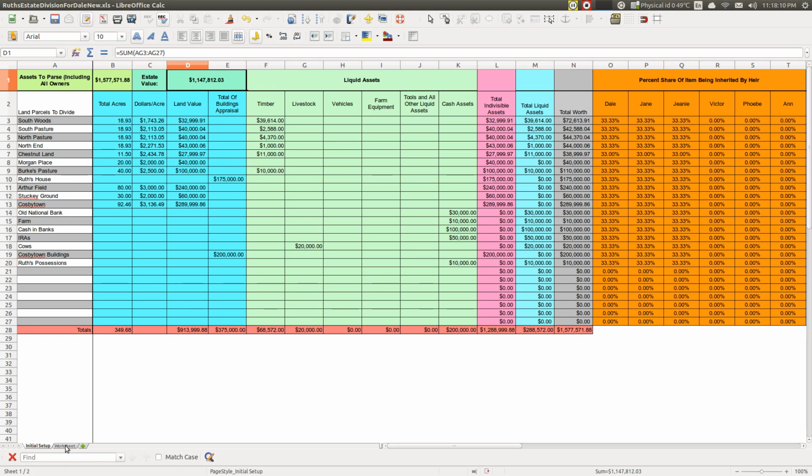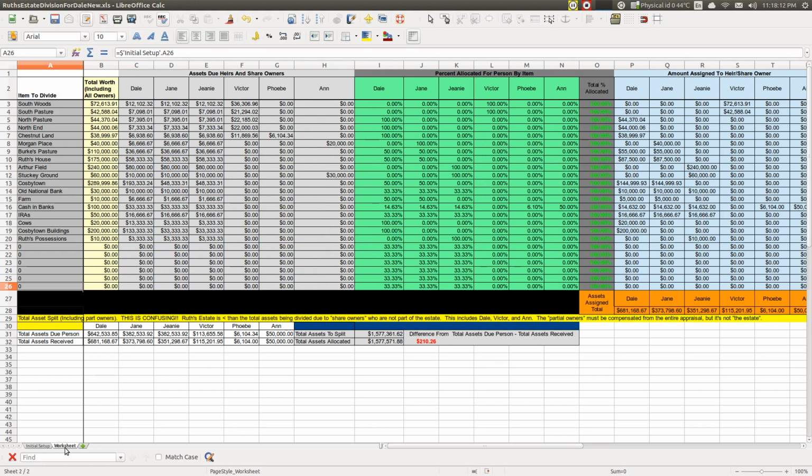Now then, we go to the worksheet. And you get there just by moving your mouse down here to the lower left-hand corner and clicking on worksheet. There's a lot of information on this worksheet, but the only entries you make are divvying up who gets what. And here's an example of Victor getting 100% of the South Woods, 100% of the North Woods. You're getting 100% of the North Pasture and the North End and the Chestnut Land.